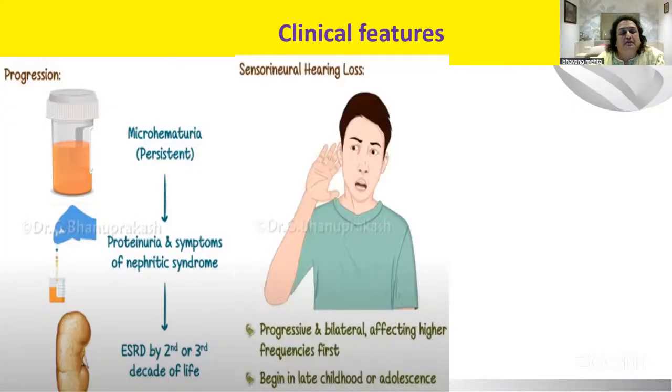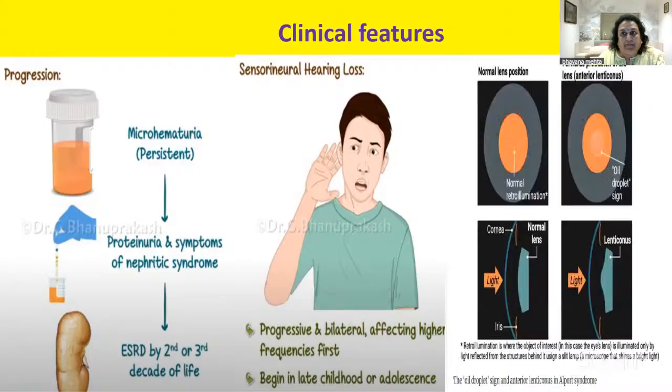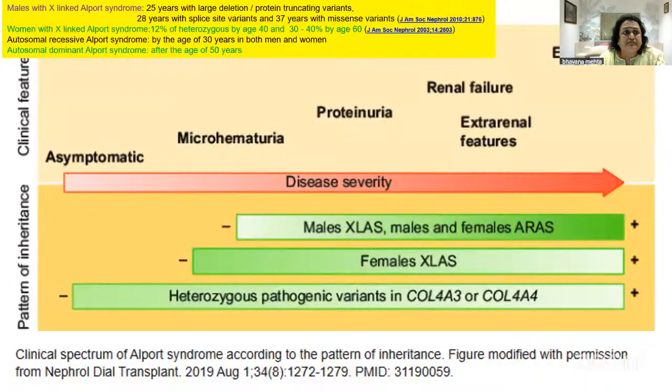Sensorineural hearing loss is usually progressive and bilateral, affecting higher frequencies first, and begins in late childhood or adolescence. The eye has the oil droplet sign and anterior lenticonus in Alport syndrome.